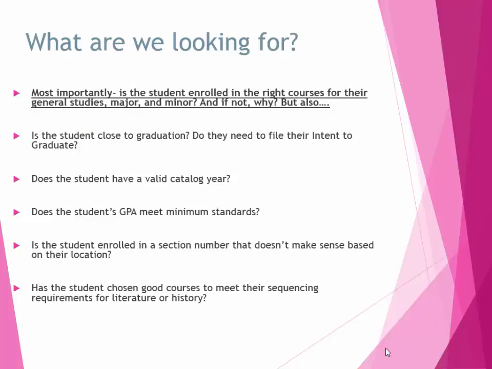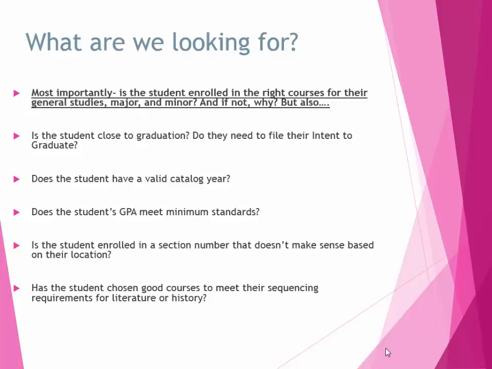So when we are going through these reports, the primary thing you want to look for is, are they in the right course? And that's not just in their major, but it's going to include their general studies, the major, the minor, the free electives. And if they're not in the right class, why is that? We also want to check on their graduation. Are they close to graduation? Have they filed an intent to graduate and left off a course that they still need? Do they need to file an intent to graduate?